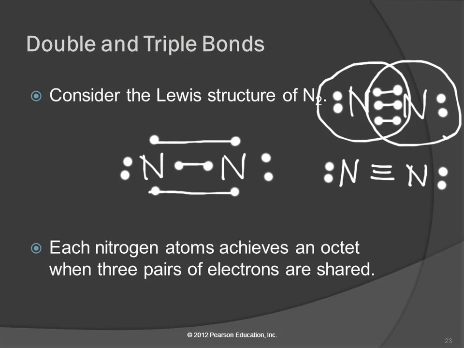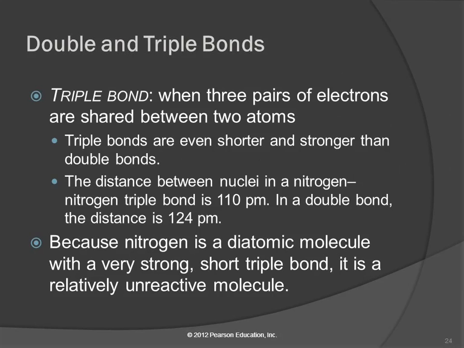So this is a triple bond. So this is like a picture of me and my husband because I'm sharing those 6 children. So triple bond, 3 pairs of electrons are shared. And as you can imagine, that triple bond is even shorter and stronger than a double bond. If we look at nitrogen, the triple bond length is 110 picometers, a double is 124.